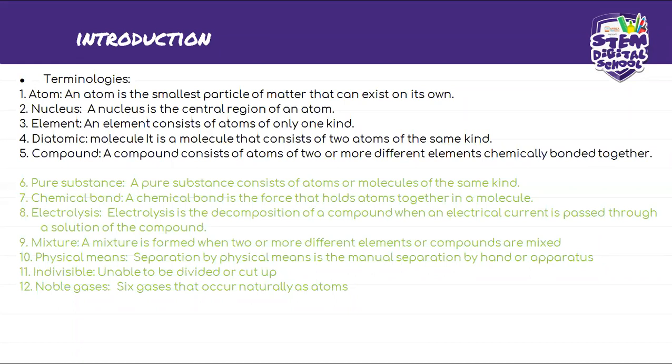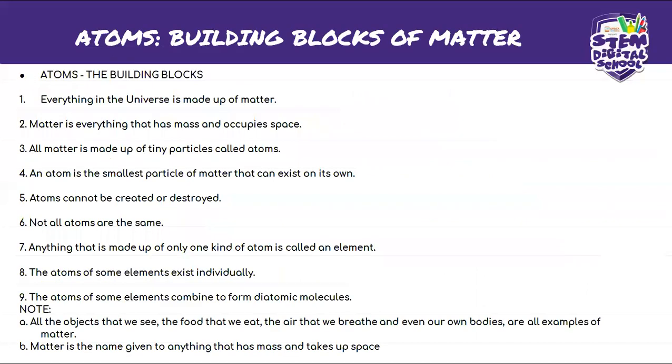We will look at physical separation. To separate things by physical means is just a manual separation by hand or apparatus. We will also look at indivisibility. Here we are looking at things or substances that are unable to be divided or cut up. And then we'll be looking at noble gases. The noble gases are the six gases that occur naturally as atoms. We shall be looking at that from the periodic table. Okay, now let's go on.